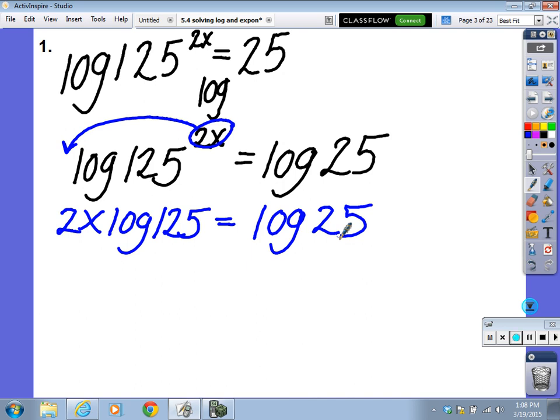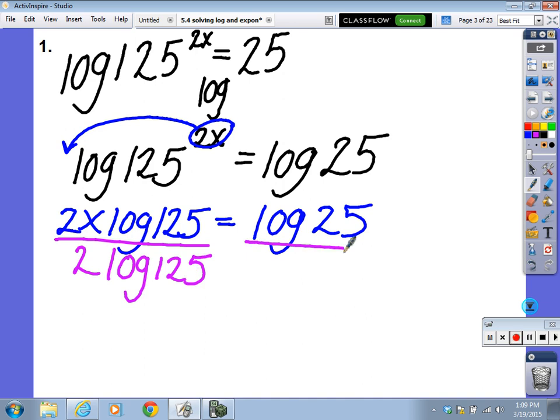Now what you need to understand is this is literally just 2 times x times the log of 125. That's all that is. So if we're trying to get x by itself, we'll divide both sides by 2, so that our 2 will divide out, and we'll divide both sides by log of 125. So I did this side, and you see my log of 125 will divide out, my 2 will divide out, but I have to do that to both sides. So I'm dividing by 2 log of 125.